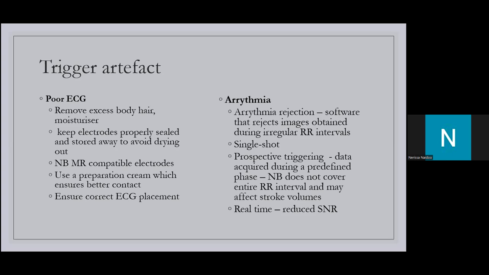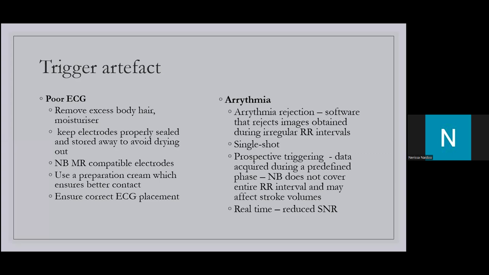In terms of software, sometimes it's not necessarily the patient. There's nothing more you can do with the patient's ECG placement. It is just an arrhythmia. Patients can have atrial fibrillation and physiological complications that will cause arrhythmias. But we have software that basically rejects that portion of the cardiac cycle that has been captured. So it rejects the arrhythmia portion, if that makes sense.